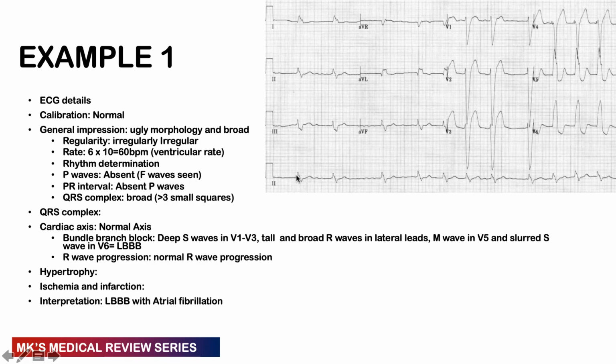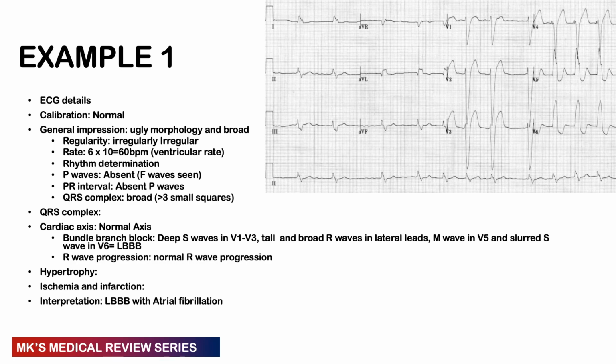If we actually look at the RR intervals, we can see that this RR interval here on our rhythm strip is not the same distance. This here is not the same distance. This here is not the same distance here. So it's irregular, and we can't even pick out any pattern that is going to be occurring in this rhythm. So it's an irregularly irregular rhythm.